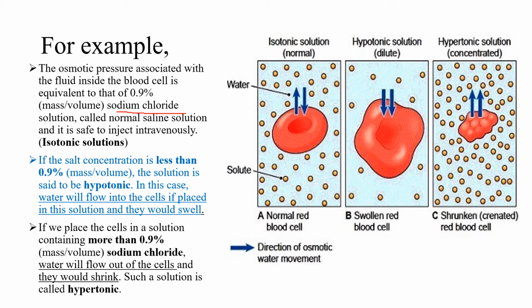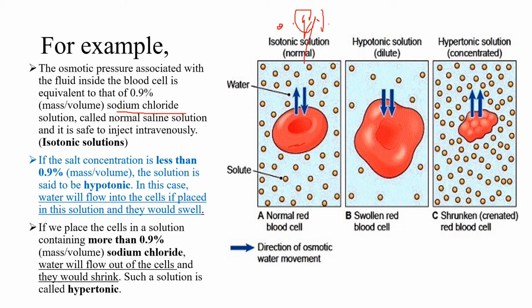As we put the blood cell in a solution containing 0.9% NaCl, what will happen? This is our blood cell, and if we put this blood cell in the solution containing 0.9% NaCl, since the concentration of both the blood cell and the solution in which it is put are the same and equal, the osmotic pressure will also be equal. And if two solutions have the same osmotic pressure, then such solutions are known as isotonic solutions.